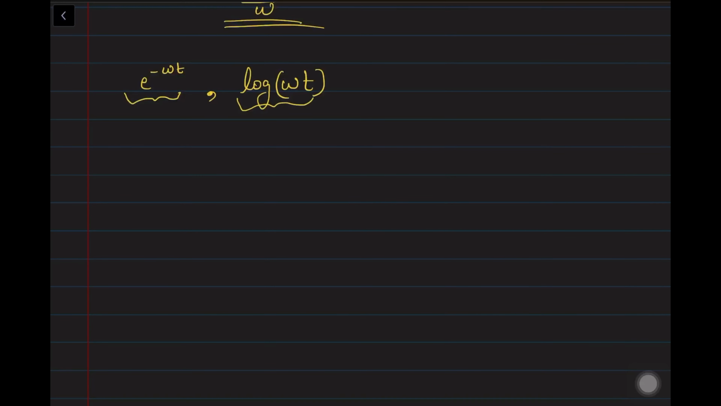That means these two functions are not periodic functions. Since they are not periodic functions, they are not going to have any kind of period. So simple as that, we can study that exponential functions and logarithmic functions are not going to have any period.